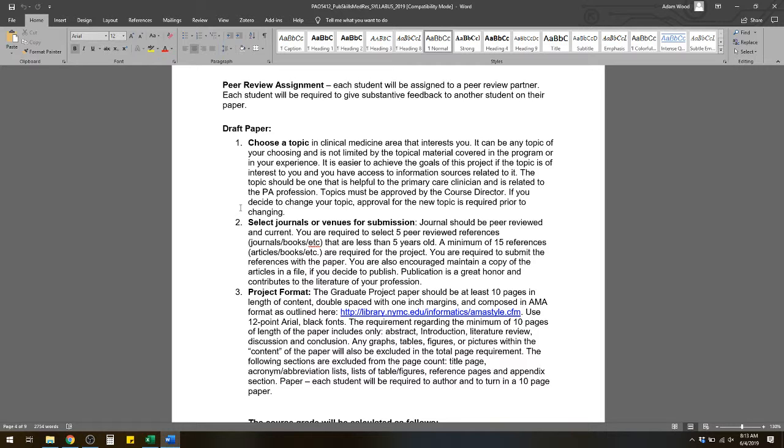say if you're really interested in the opioid overdose or opioid crisis because I had an uncle who died from an opioid overdose, that's something personal. That's something that's going to keep you interested. So that's a very good point right off the bat there.